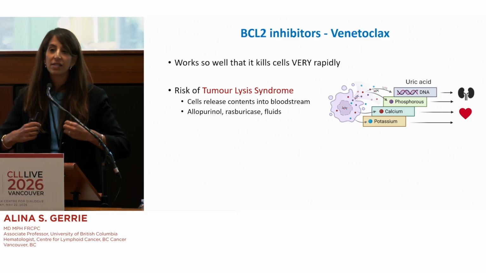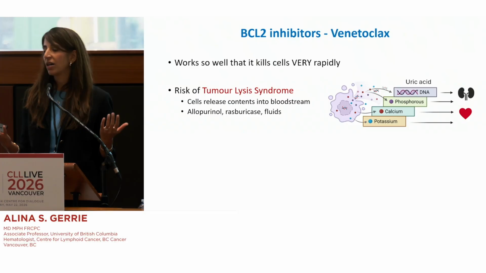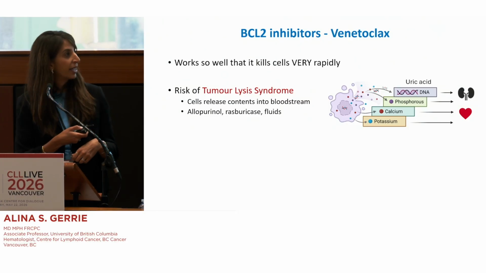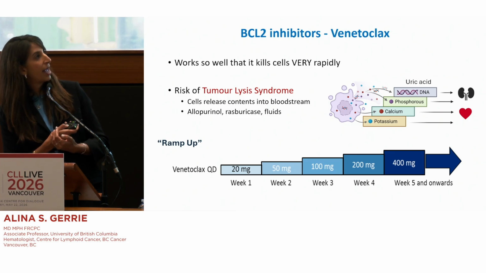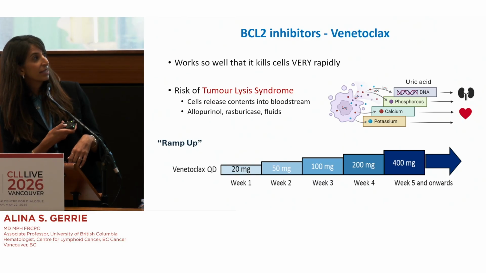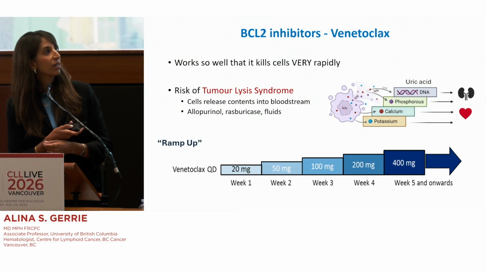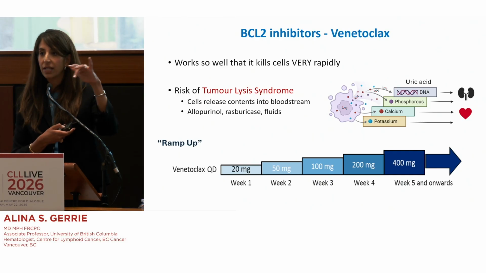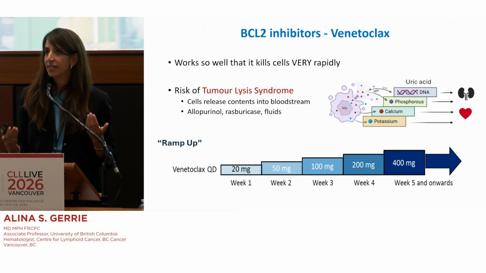But what happens is when these cells die and break open into the blood, they release their contents into the blood. They release things like potassium, calcium, phosphate, and they release DNA, which actually then gets broken down into uric acid. And these things can all cause problems on our organs. Uric acid in particular can cause problems on the kidneys, lead to kidney problems, kidney failure. And these electrolytes can cause problems again with the electricity of the heart, the conduction of the heart, and cause things like arrhythmias. And this is something called tumor lysis syndrome.